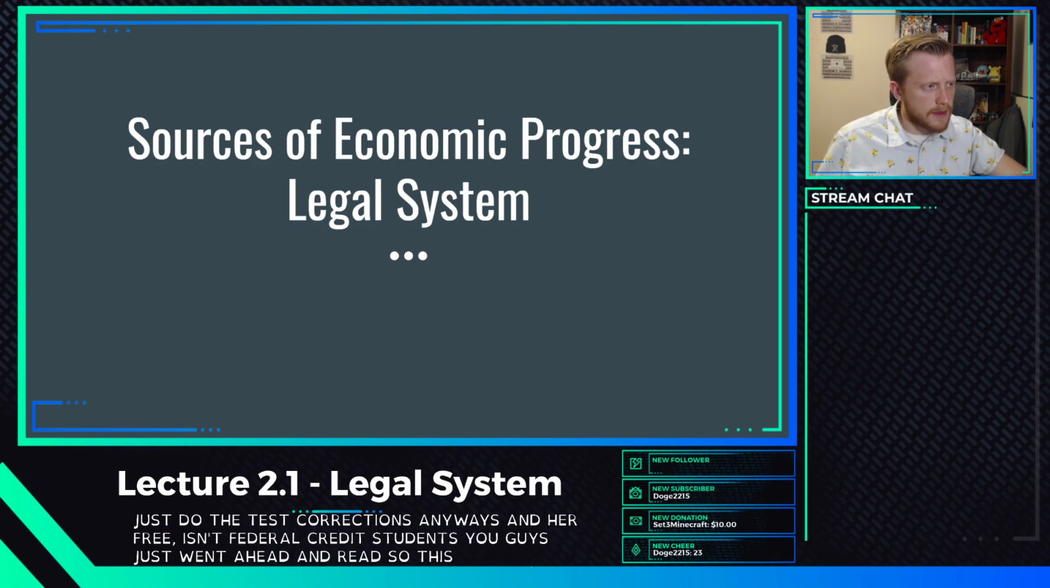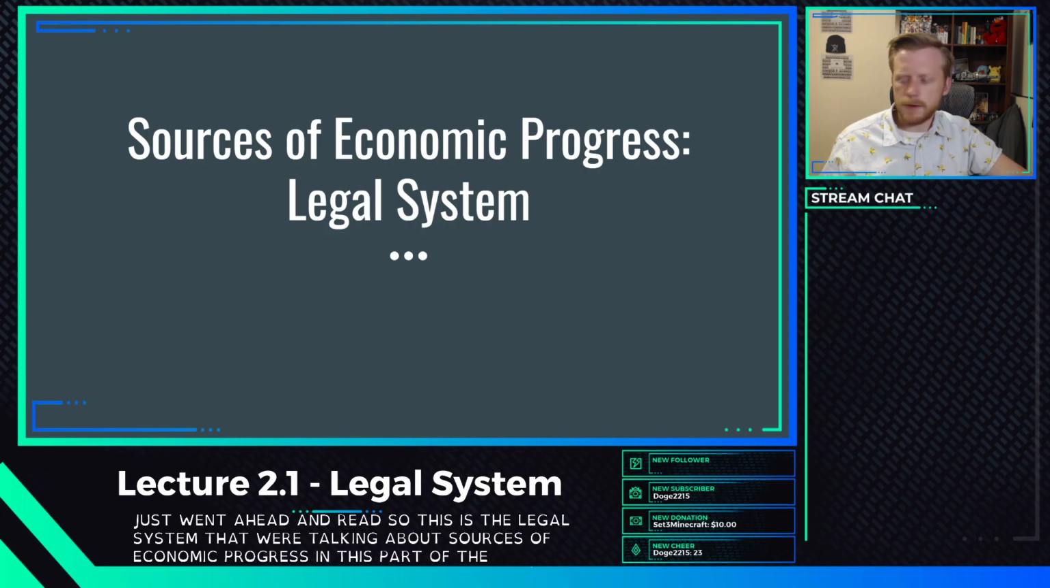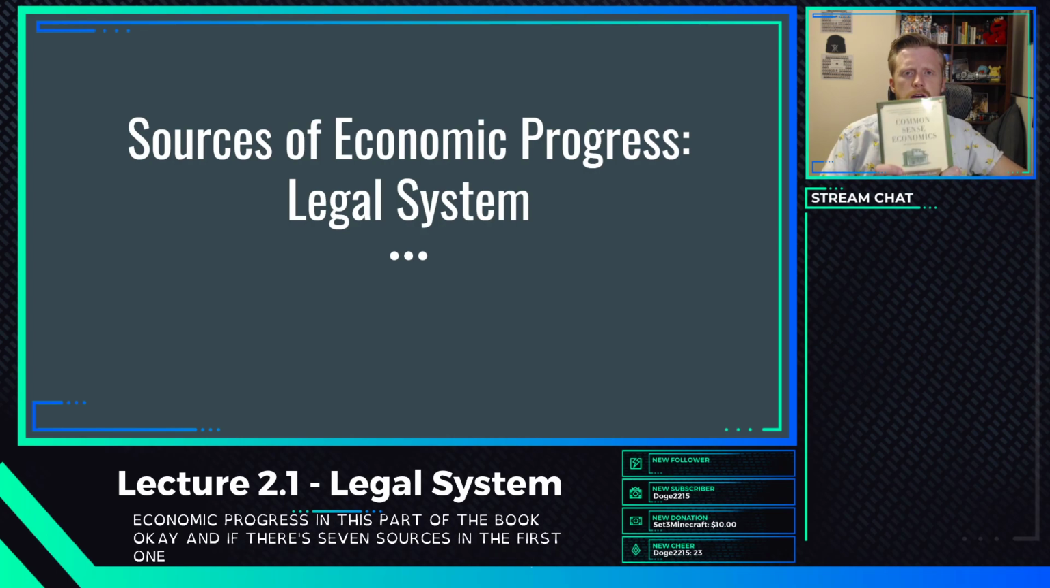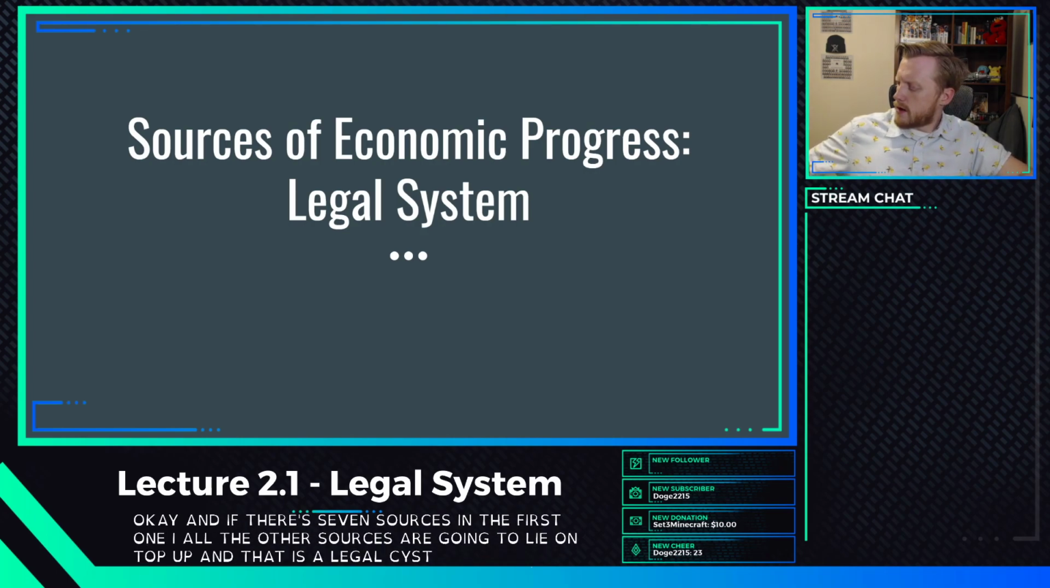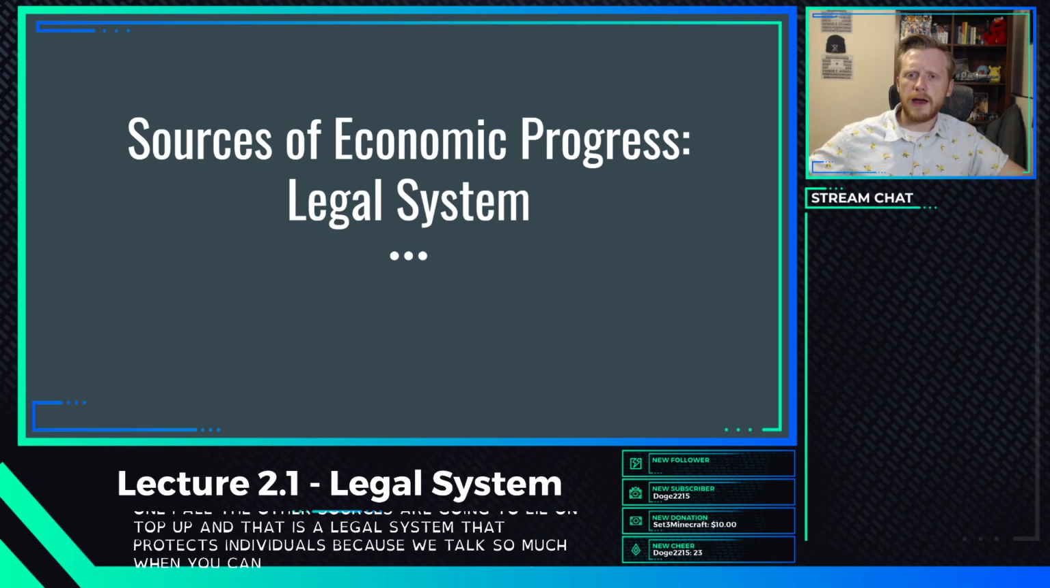So this is the legal system. We're talking about sources of economic progress in this part of the book, okay? And there's 7 sources. The first one, all the other sources are going to lie on top of. And that is a legal system that protects individuals, because we talk so much in economics about how incentives matter.